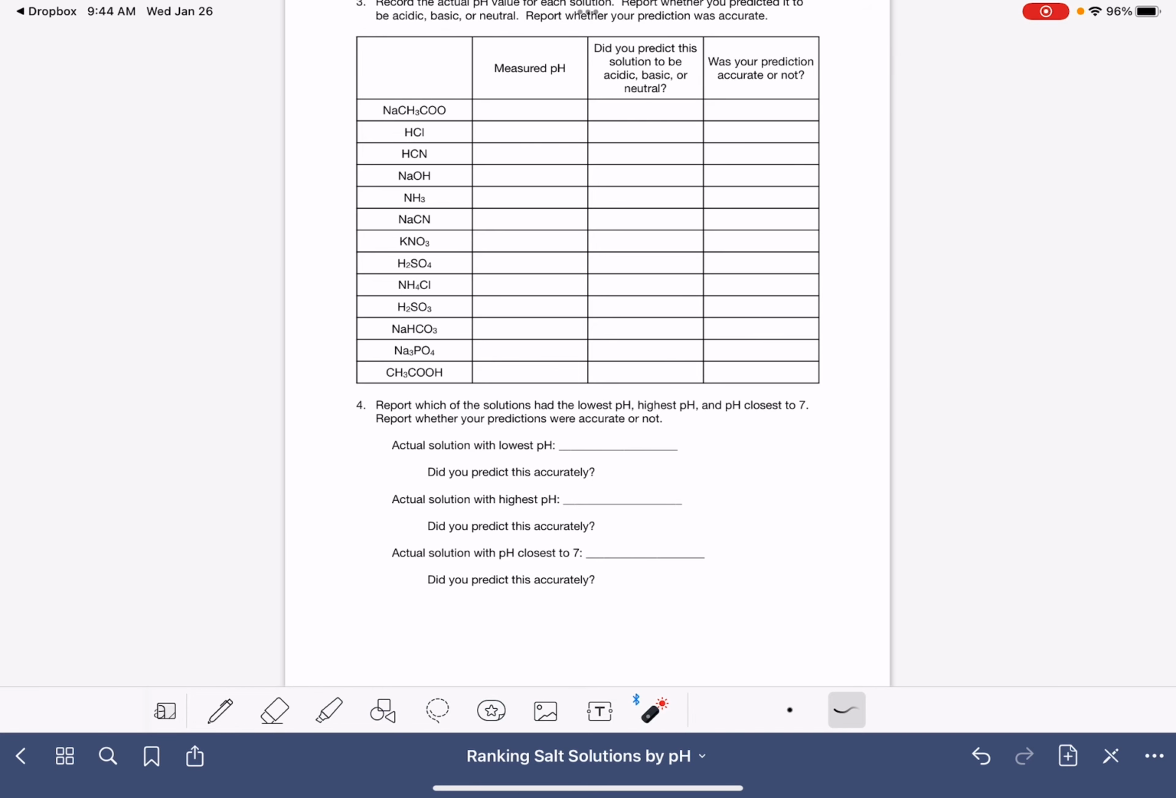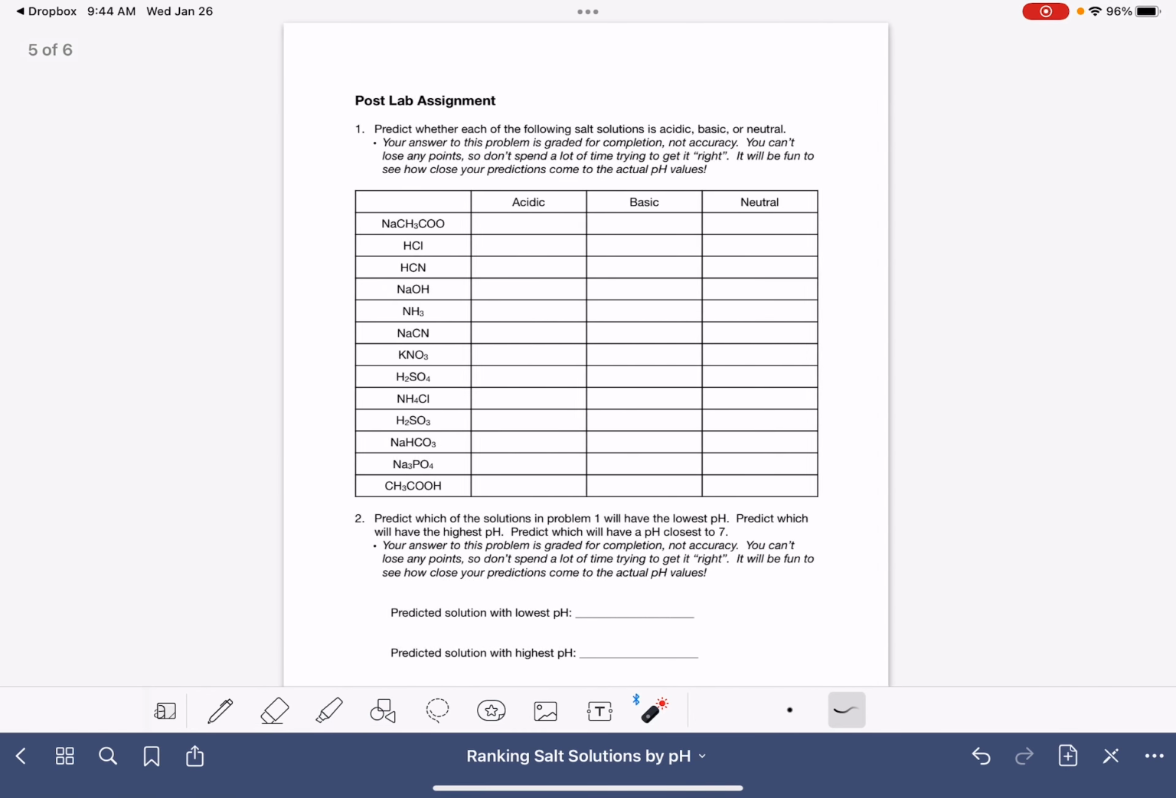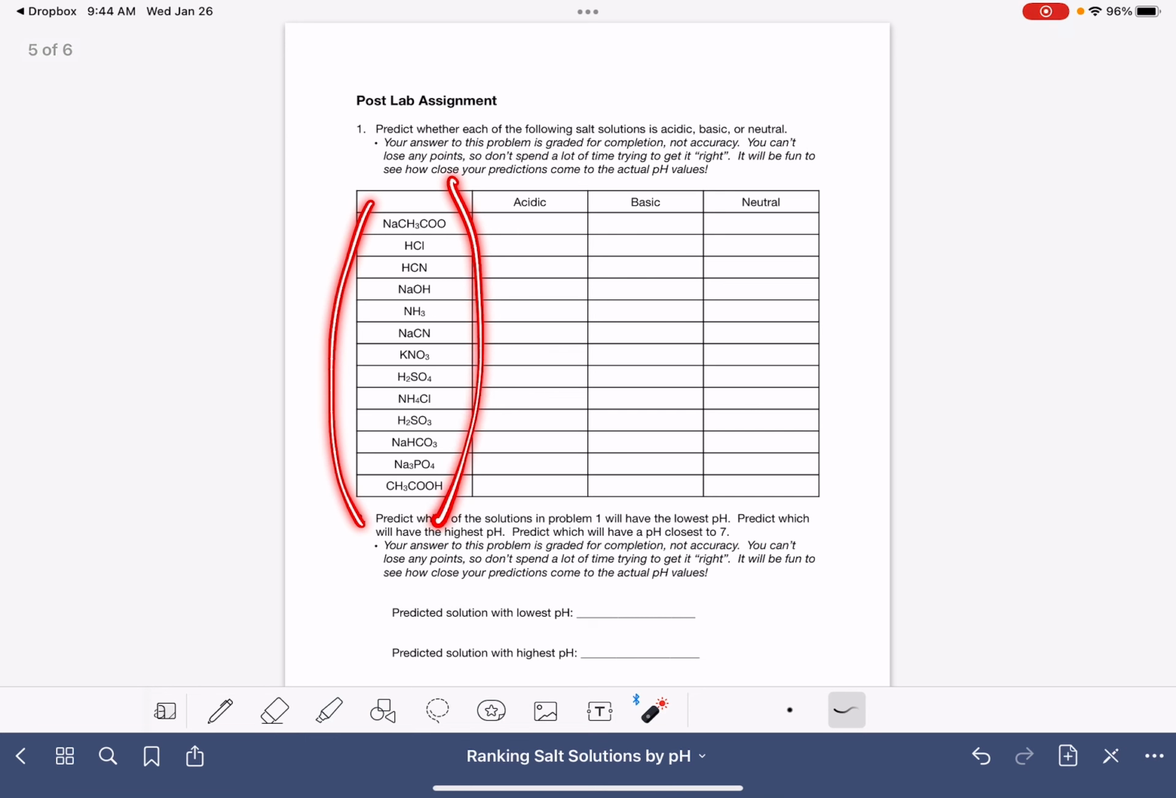So this is a pretty fun and simple lab. The hardest part really is going to be going through and looking all these substances up and making the predictions about whether it's acidic or basic or neutral.